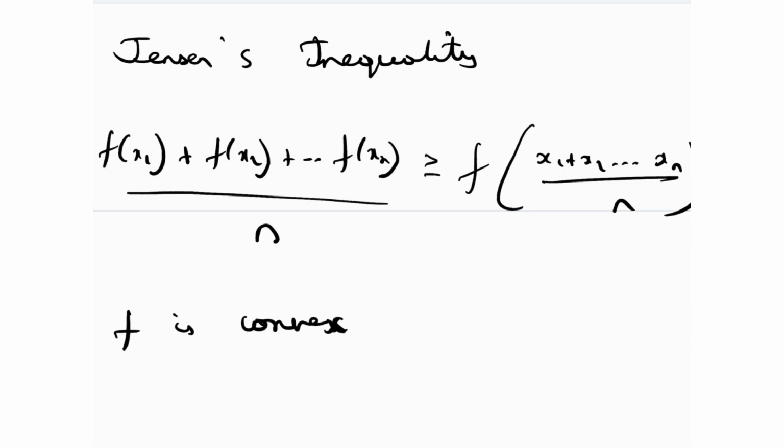What does a convex function mean? Convex function means that its double derivative is always positive. That's essentially the definition of a convex function. Just mathematically speaking, without going into the geometrical interpretation, if a function is convex, its double derivative will always be greater than 0.